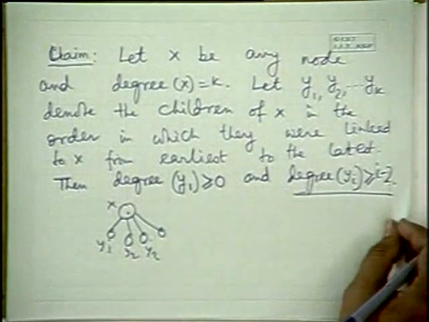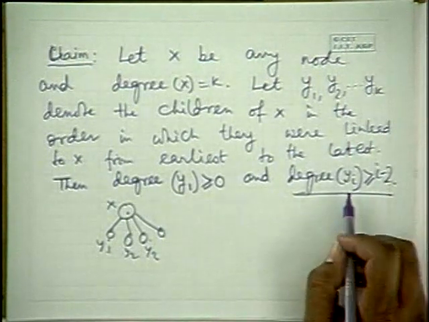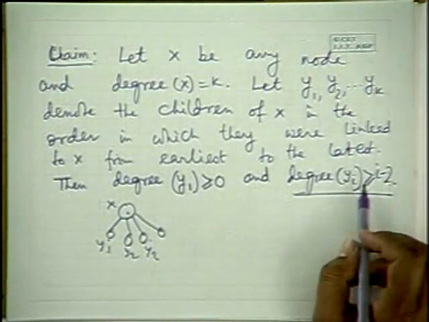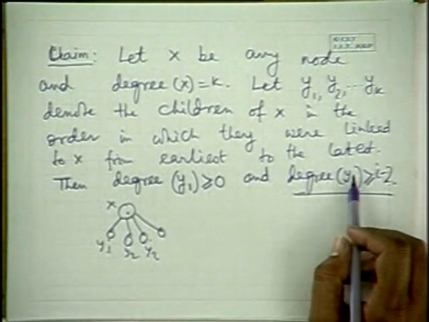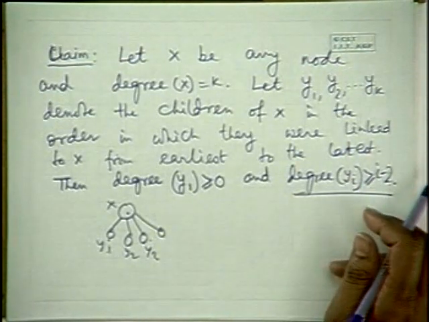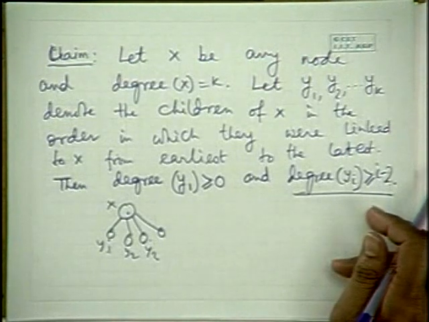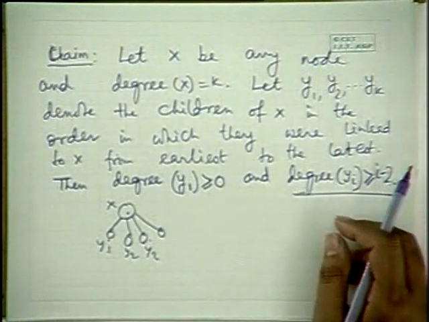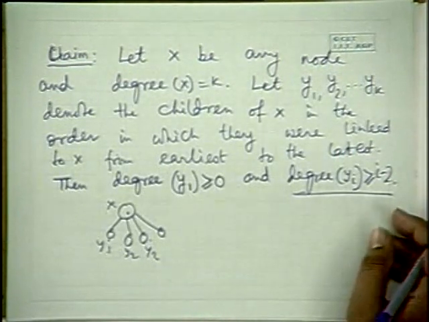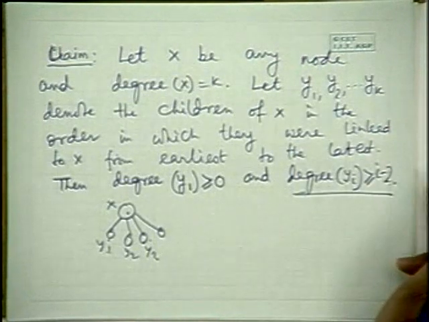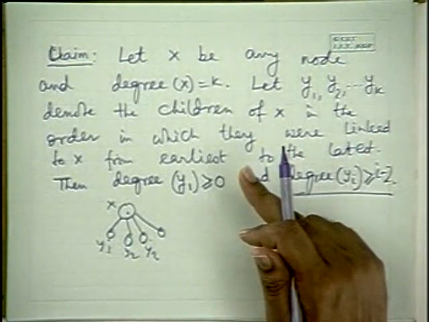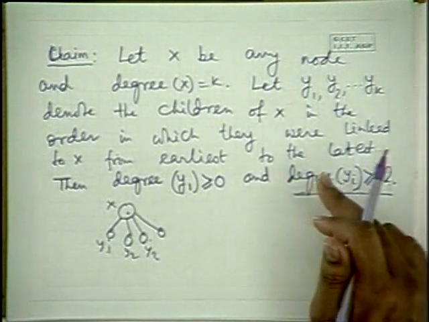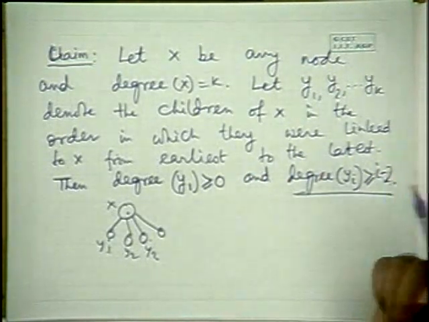So the proof of this is, before yi became the child of X, X had at least i minus 1 children, because yi you are taking. So that means yi must have had i minus 1 children when yi was joined to X. So yi had i minus 1 children and we allowed one child to be lost after that. So it must be greater than or equal to i minus 2. That's the proof.